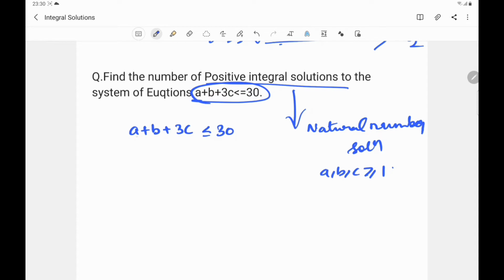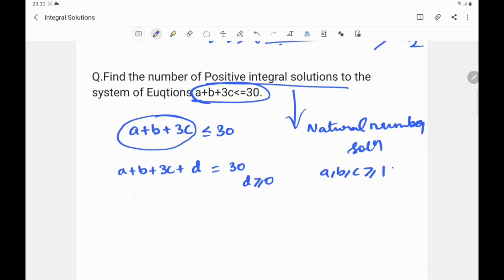Now since A plus B plus 3C is less than or equal to 30, I will add something to the left hand side of this inequality, so that this left hand side becomes equal to 30. So let me add D and convert this inequality into an equation. Now D can be greater than or equal to 0.